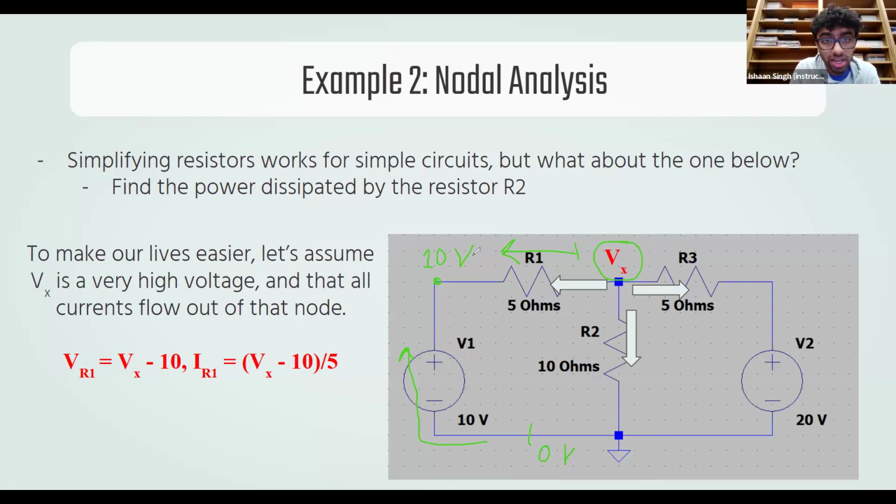Why do we assume Vx is very high? Because it makes us not mess up the signs of the arrows. You don't have to, and you can still do it right, but you have to be careful about the signs if you don't do that. If we just assume it's very high and that current is all flowing away from it, then we don't have to worry about doing wrong things in our algebra.